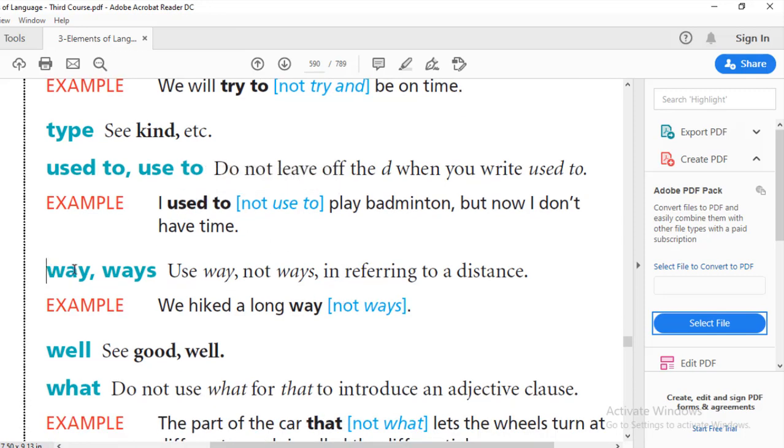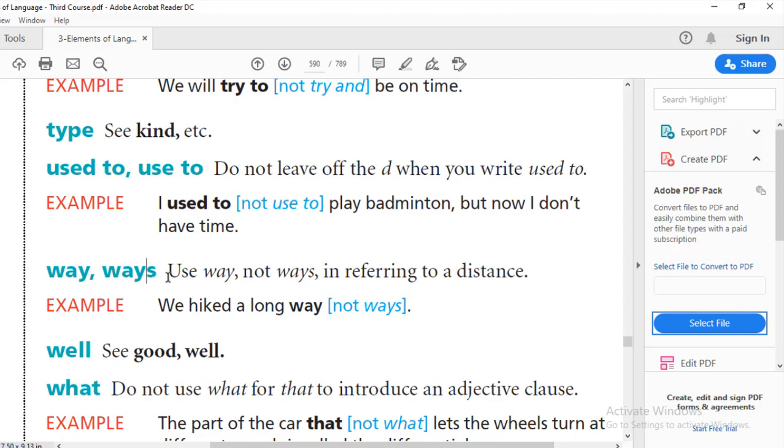"Way" and "ways." What did we say about them before? We talked before about "anyways" and "anywheres" and things like that, and we said that we shouldn't use the S with them, but here is a different rule. We can use "way" in two different meanings, right? We can use it for the way of a road, like "this road" or "this way," and I can use it with the meaning of distance. So I have two meanings for the word "way."